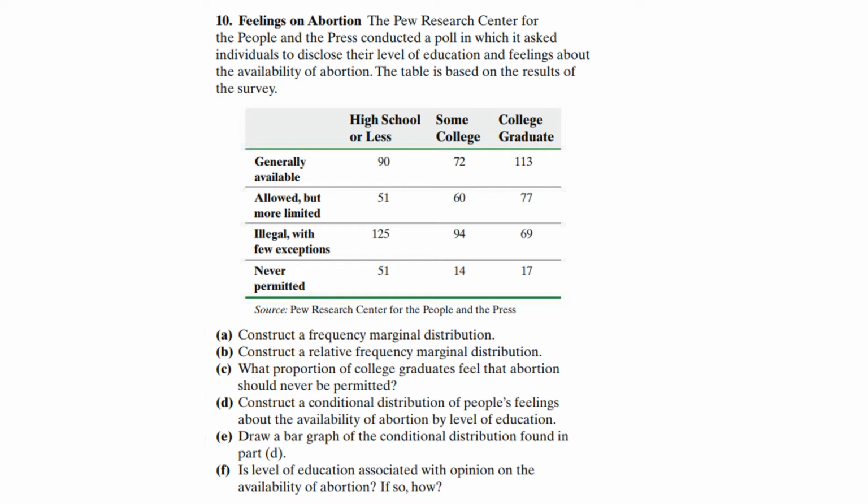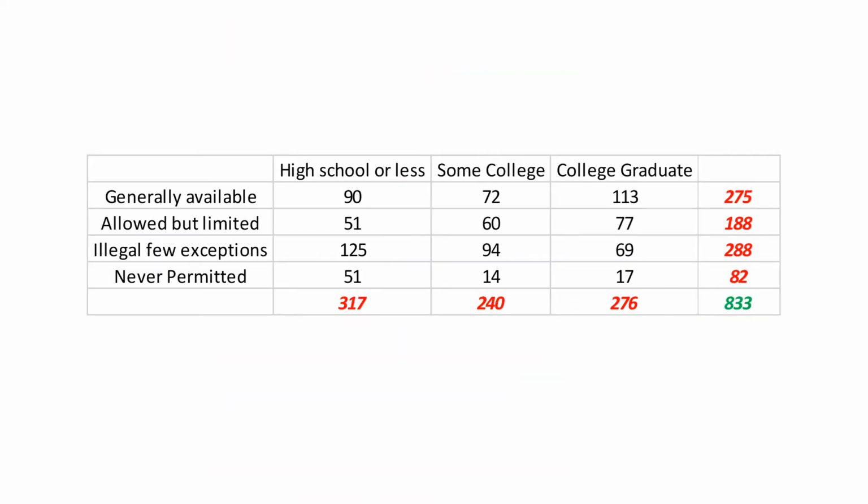Let's do an example to help us understand these concepts. Here they talked to people and asked, how do you feel about abortion? Here are some opinions, and here are the education levels. The first thing we're asked to do is construct a frequency marginal distribution. So we're going to sum the rows and columns. Here we're summing the columns. Here we're summing the rows. This gives us frequencies of the various categories across all the rows or all the columns. Note that the grand total is 833.